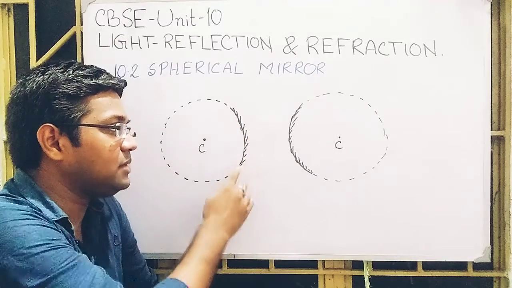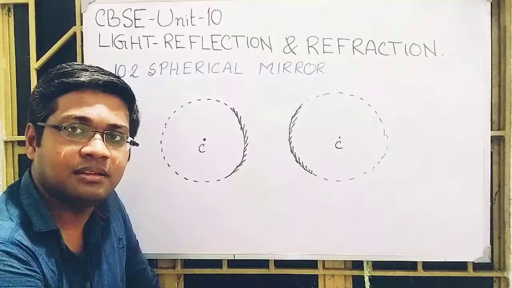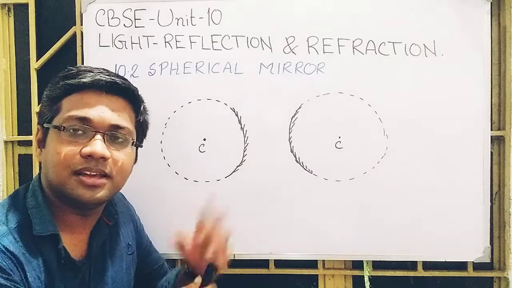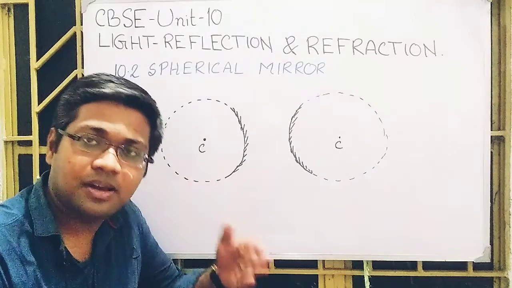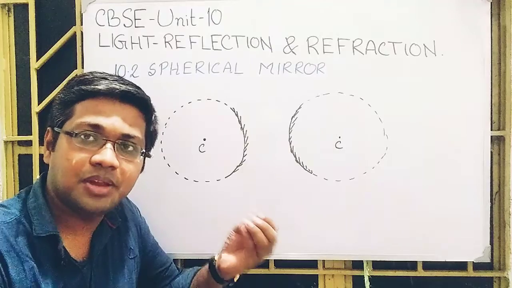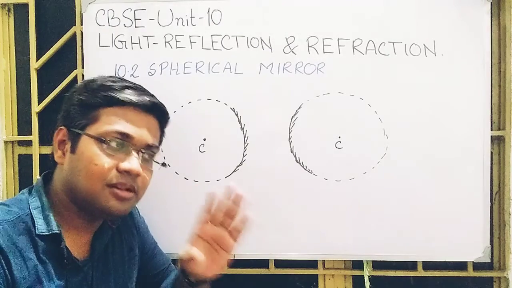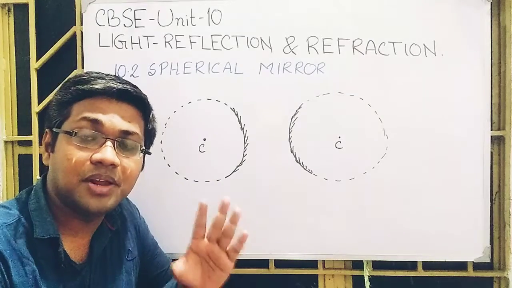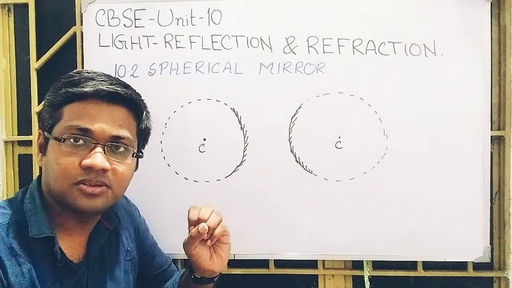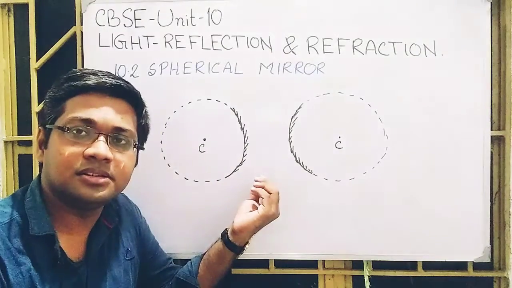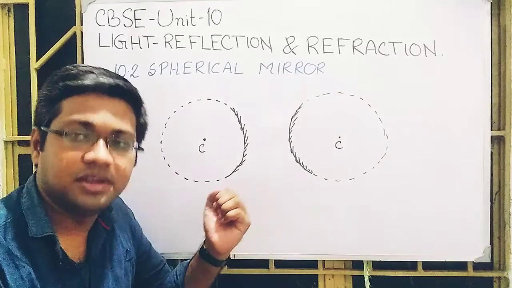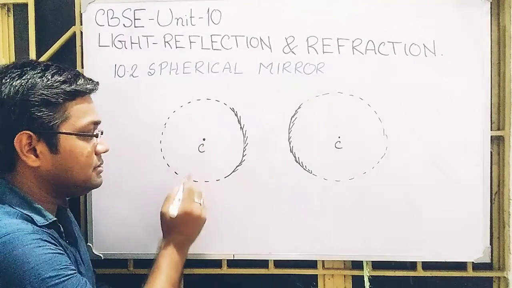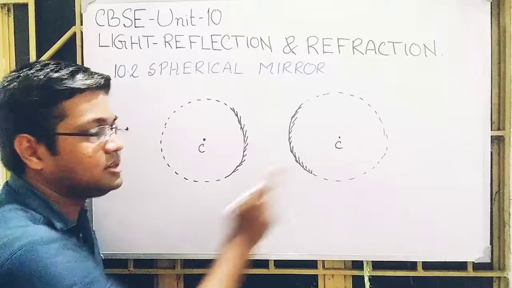Here this surface is polished and here this surface is polished. Polished means in the case of forming the mirrors, basically the surfaces are polished by silver or aluminium or some metals which produce very good reflection, which are very good reflectors. So using these types of reflectors, we have made these two types of mirrors. So C is the center of this sphere and C is the center of this sphere.